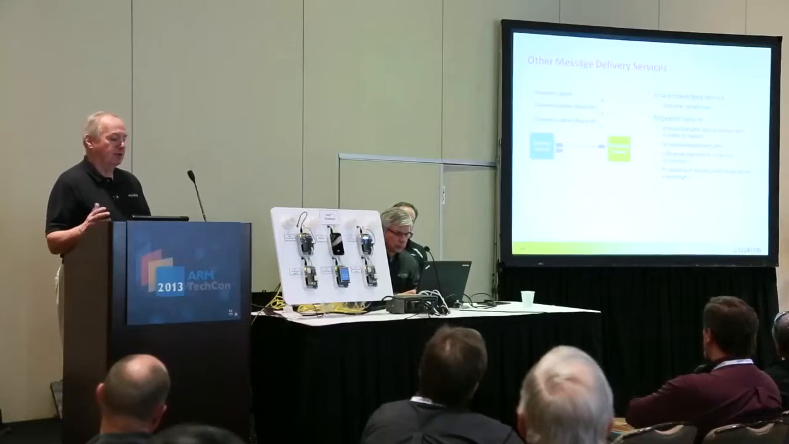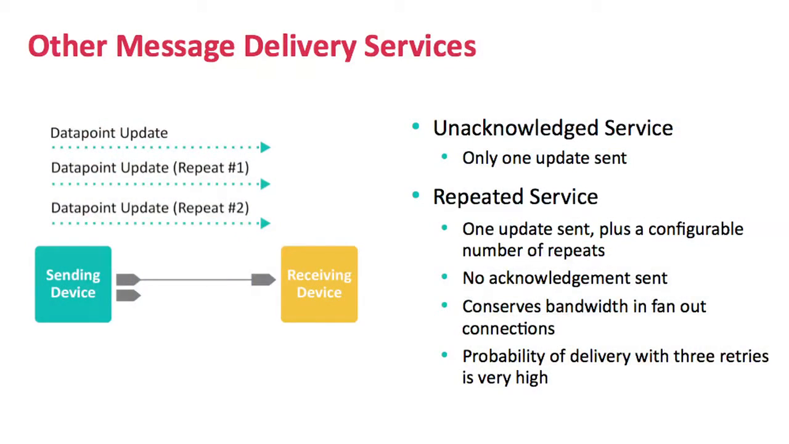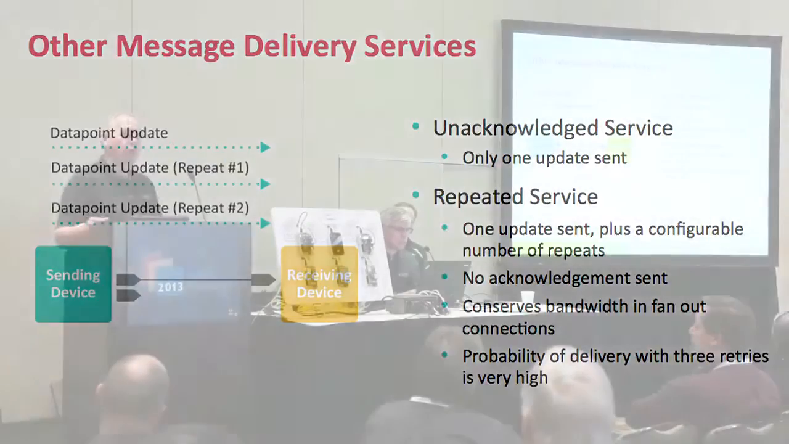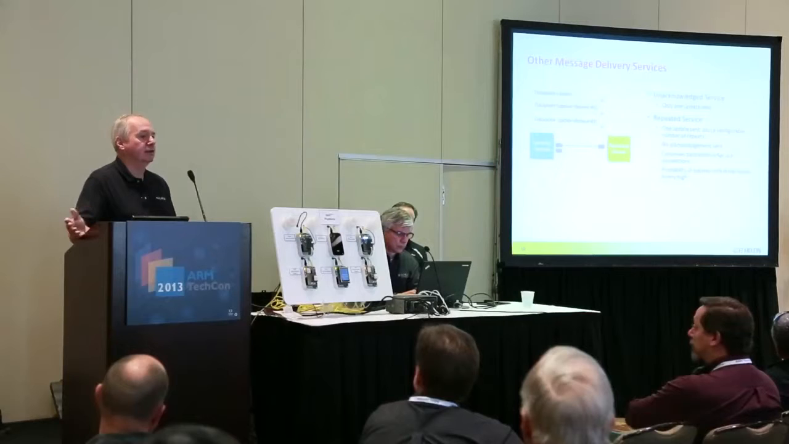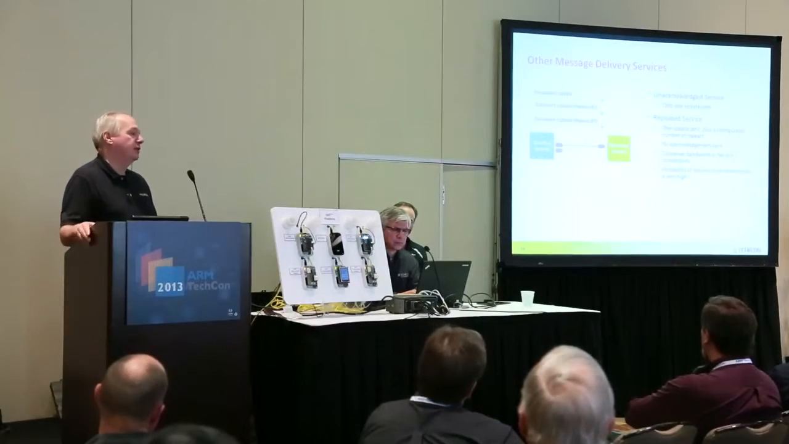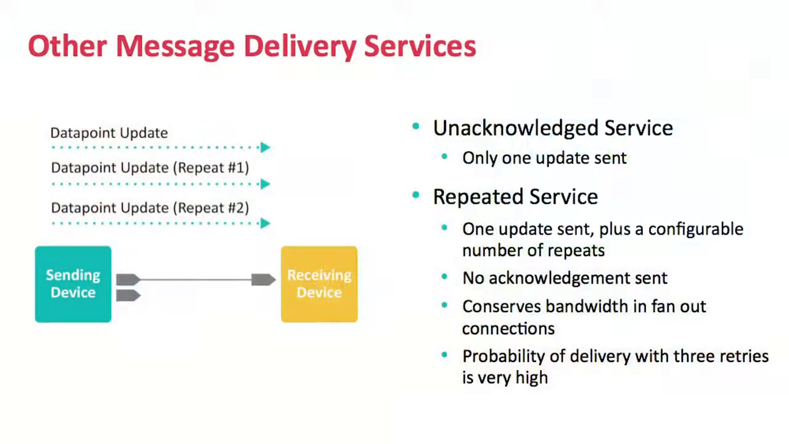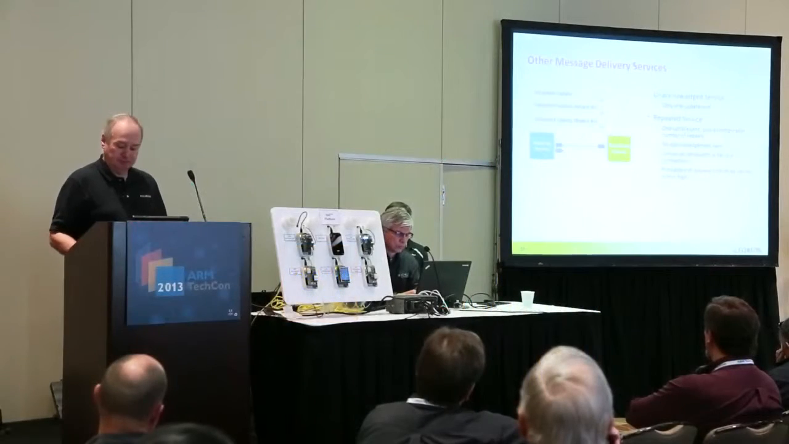There are other message delivery services, like to send an unacknowledged message, just send it out once and hope it gets there. And you might say, that doesn't sound very reliable. But if you're doing something like implementing a time server, where you're sending time out periodically and fairly frequently, and all the nodes receiving that can run free and be accurate for a certain amount of time, it doesn't really matter if they lose an update every now and then. Then there's repeated service, where you can send a message in rapid succession several times that's unacknowledged, with the idea that each time there's a probability of error, but if you send it multiple times, then the probability becomes quite small.